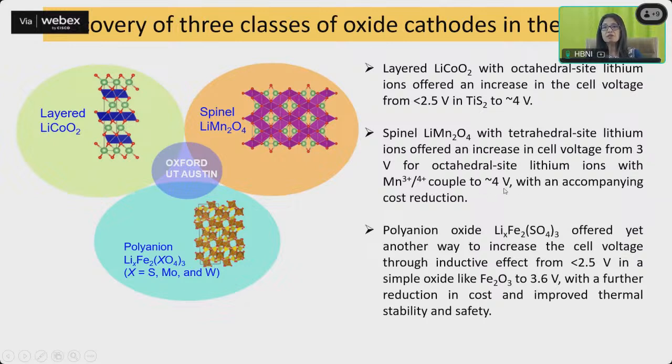So this is also a very big increase. And along with it, you're not using cobalt, which is much more expensive. You are using an earth-abundant material like manganese. And so there is an accompanying cost reduction also when you're using these kinds of spinel compounds.